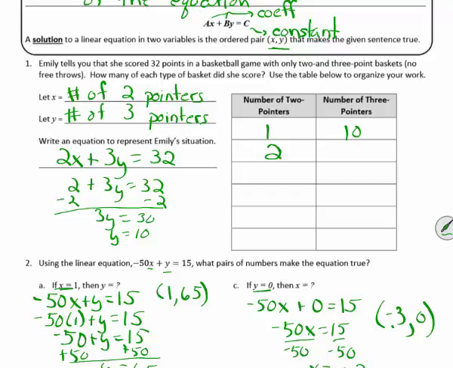If she makes 2 2-pointers, right, well that would mean I'd have to fill in 2 times 2, which would be 4. So 4 plus 3y equals 32. 3y is 28. Divide by 3, she can't do that because 3 doesn't go into 28. So that one wouldn't work. All right, but you could keep going through and trying different ones to see what combinations would work. All right, so we're going to save that part for a little bit later.